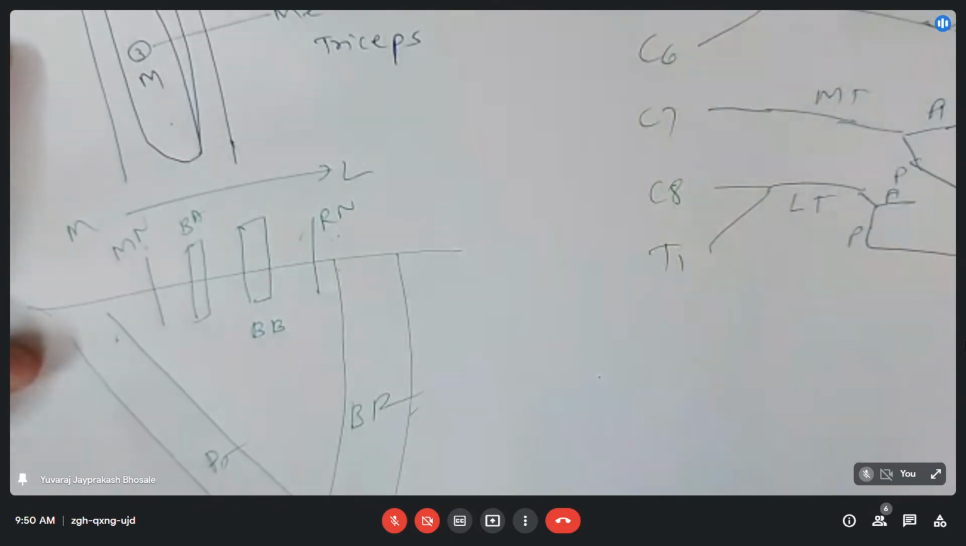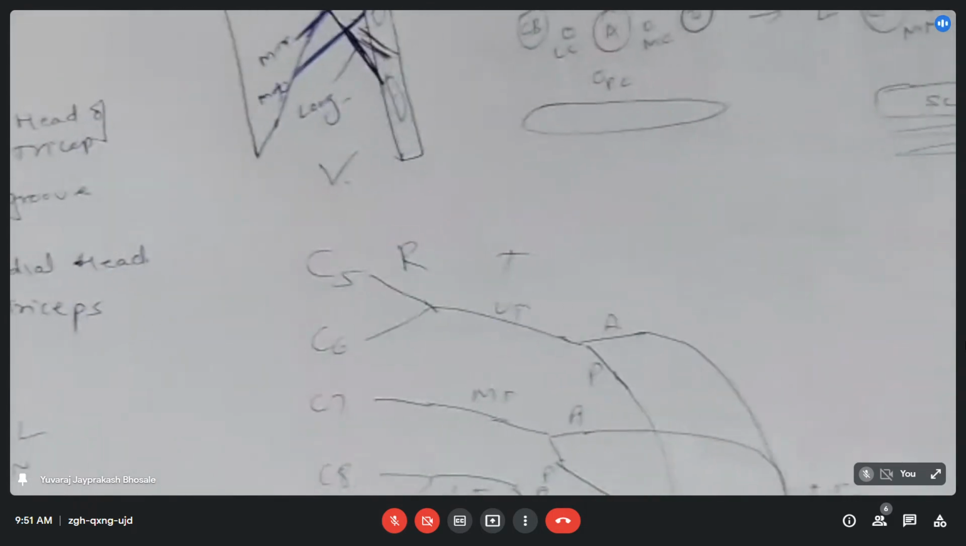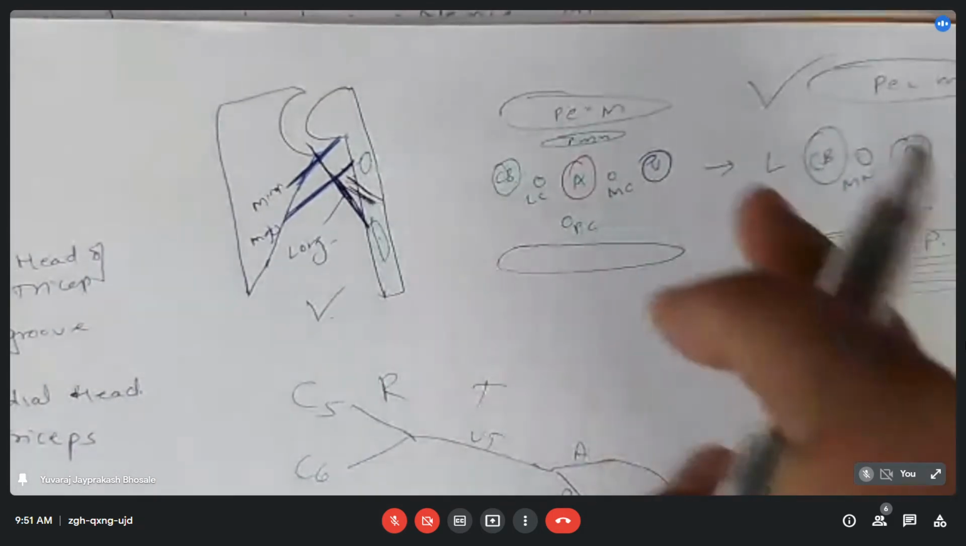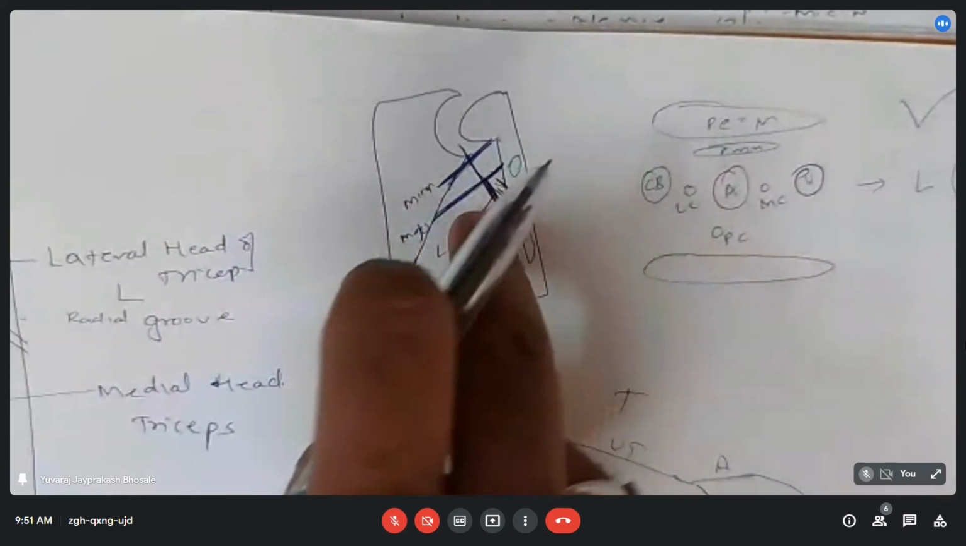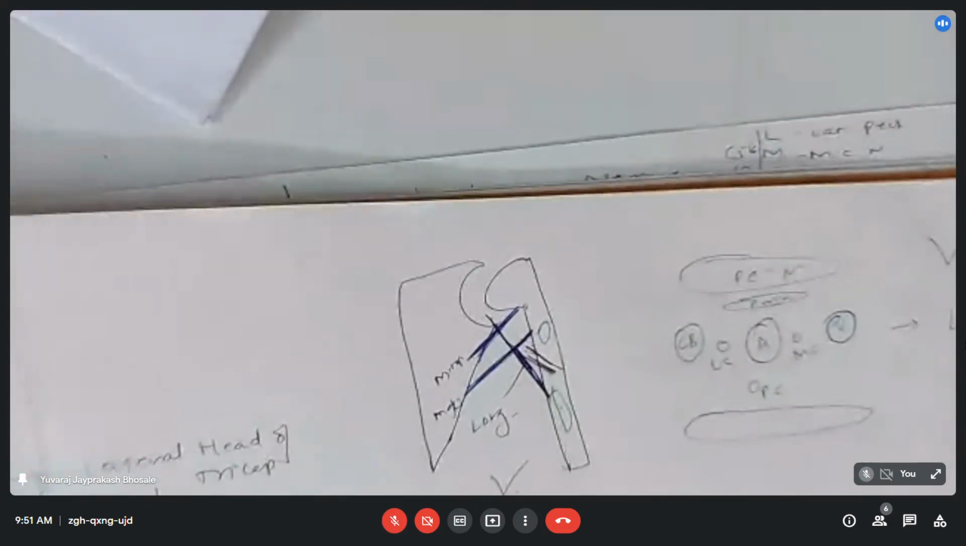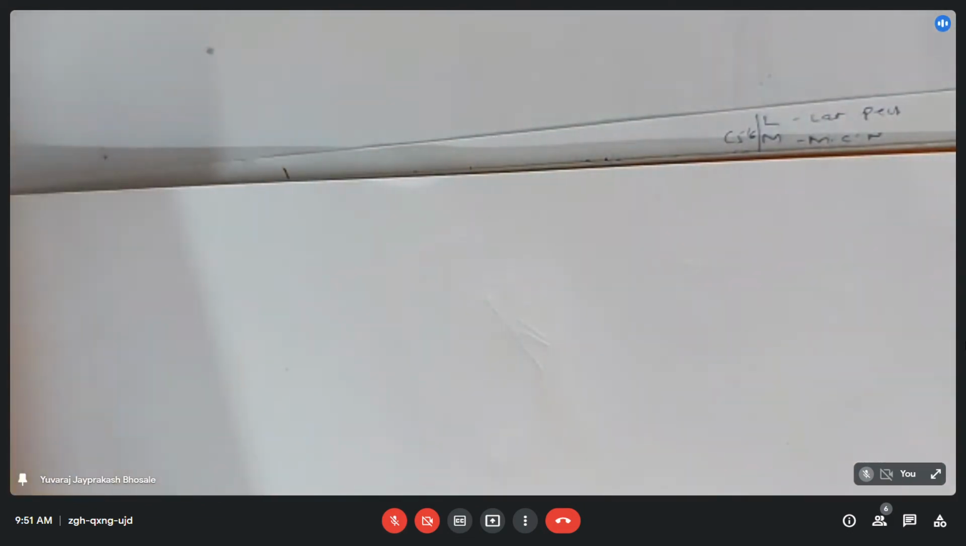That means this is one more diagram I can draw for radial nerve. So I have this diagram to draw, and this one, and this one. I can draw 5 diagrams if a long question is asked on radial.